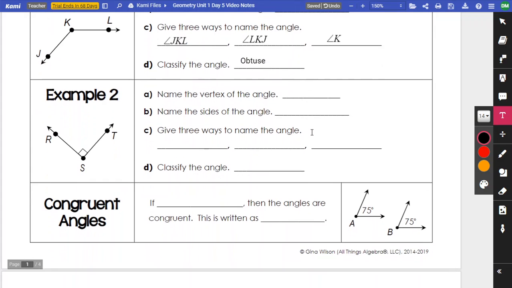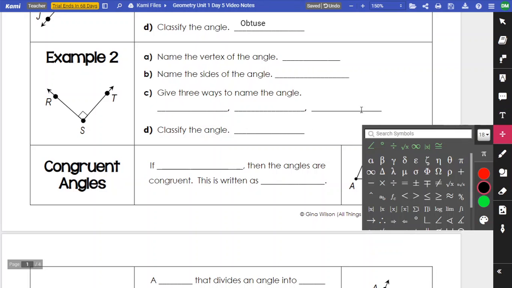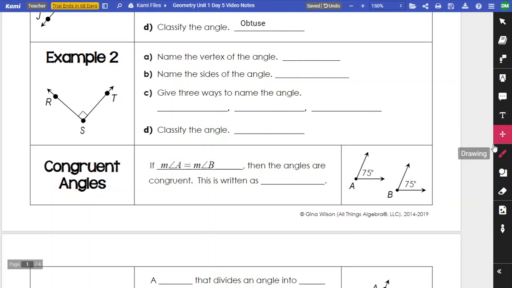And now we are going to move on to congruent angles. So in congruent angles, if the measure, so we use a small m for that, the measure of angle A is equal to the measure of angle B, then the angles are said to be congruent. So same measurements means that we have the same angle, they are congruent.